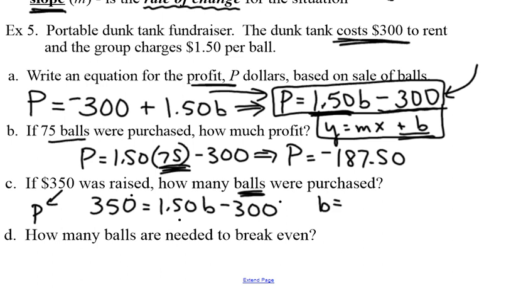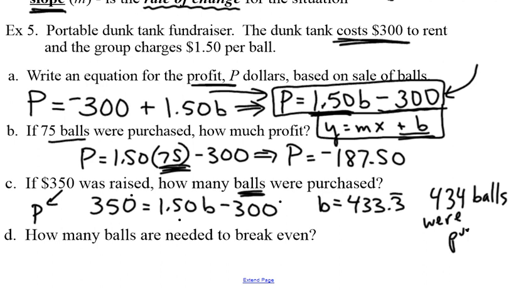And how many balls did it end up being? In this case, 433, and then decimal 3 repeating. So we could say that if they made that profit, they would have had to sell all that. 434 balls were purchased in order to make the $350.